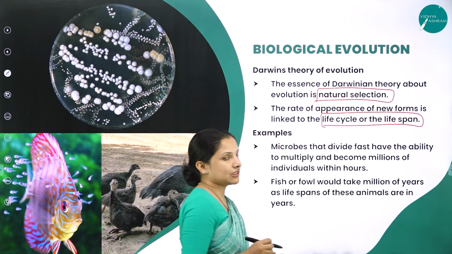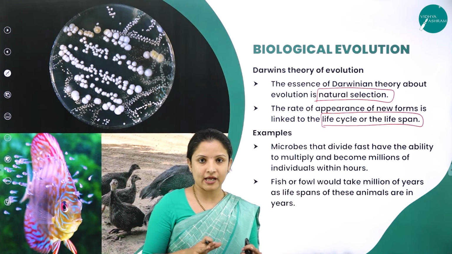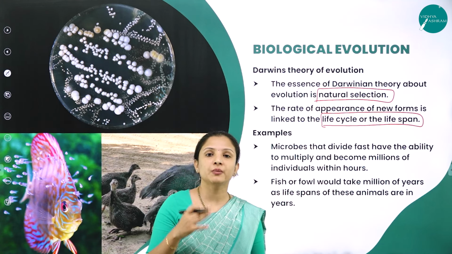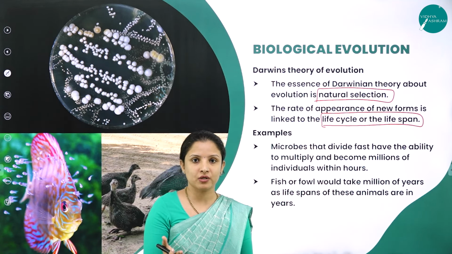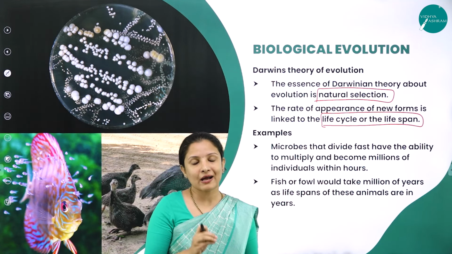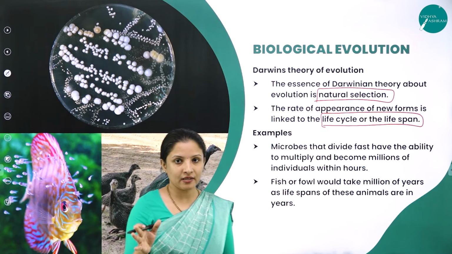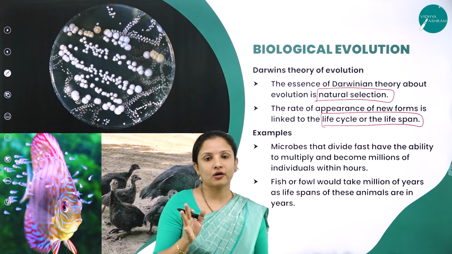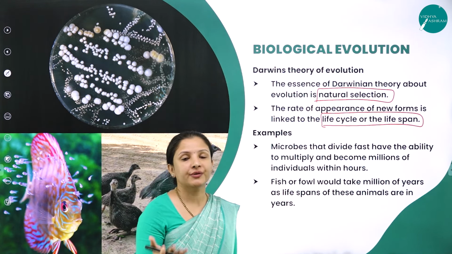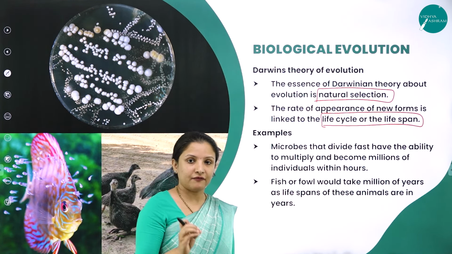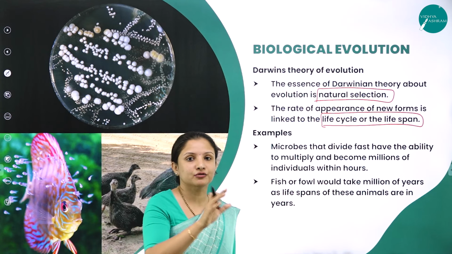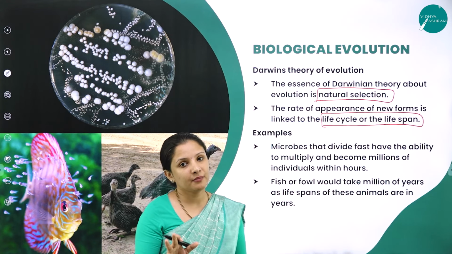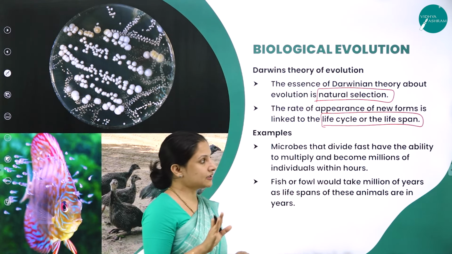So whenever we say nature selects those organisms which are capable of reproducing healthy individuals and which are capable of having a very good lifespan, they will tend to survive when compared to the other ones which do not have a good lifespan or a good reproducing capability. So therefore, nature helps in selecting those organisms which are fit to survive on this planet.